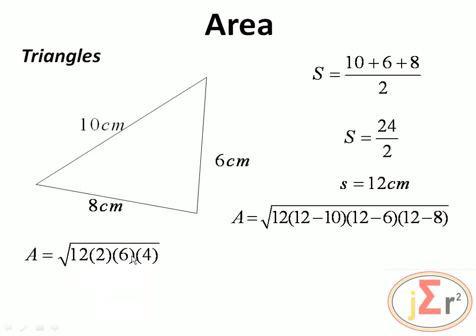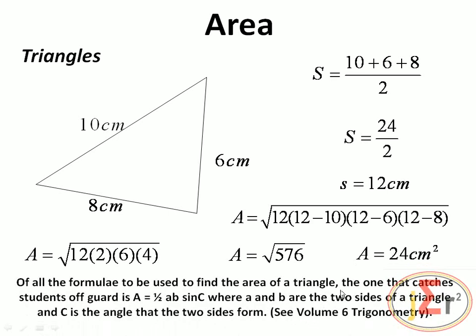12 minus 10 is 2. 12 minus 6 is 6. 12 minus 8 is 4. And then we multiply all of these. We get 576. And then we find the square root. That gives 24 centimeters squared, and we move merrily along.